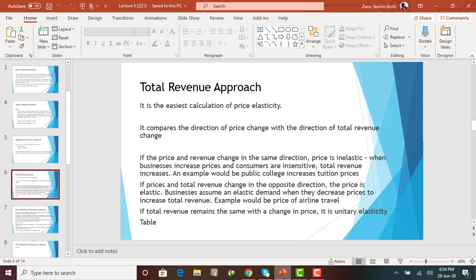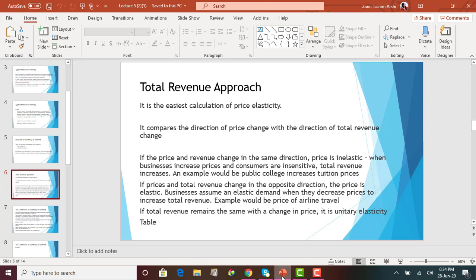And on the other hand, if the price goes up but total revenue still remains the same, then we are going to have unitary elasticity. Or if the price goes down and we still have the same amount of revenue, then we have unitary elasticity. So based on the direction of the change between price and total revenue, we can determine if it's inelastic, if it's elastic, or if it's unitary.